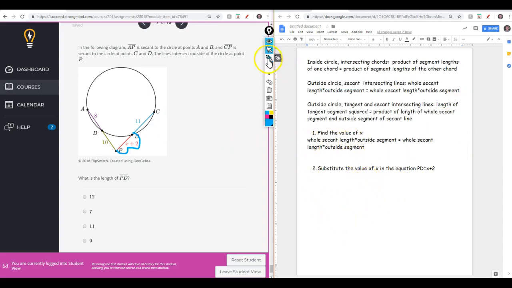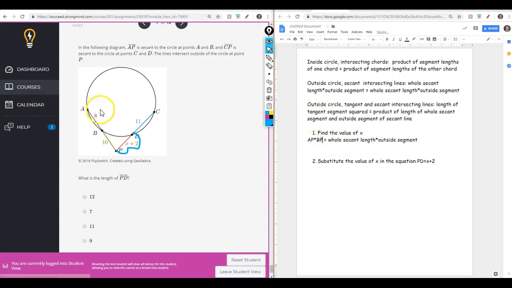So the whole secant length, one of them is going to be A to P, and on that same secant, the outside segment is B to P. On the other secant line, we have the secant segment, which is C to P. That's the whole secant length. And the outside segment is D to P.